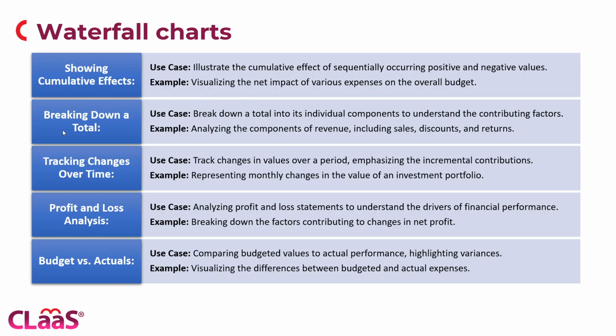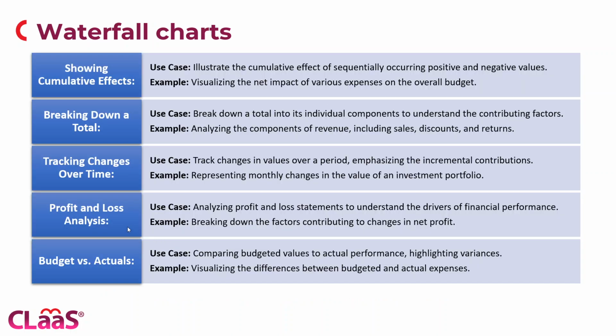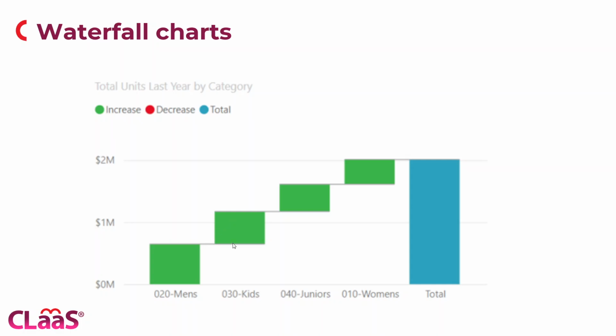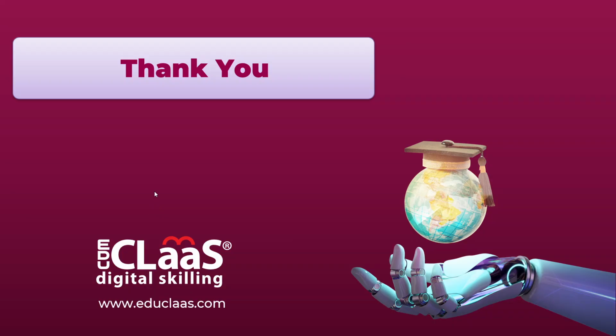Waterfall shows the cumulative effect, breaking down the total, tracking changes over time. So this could be the time: January, February, March, April, and so on. And profit and loss: the green is a profit, an increase, but sometimes a decrease, then that's a loss. Then also to compare the budget versus the actual.